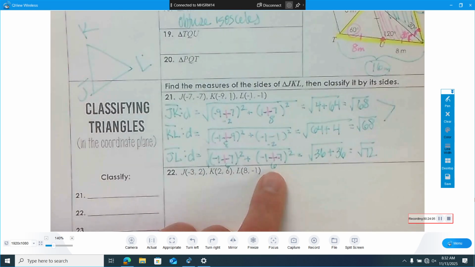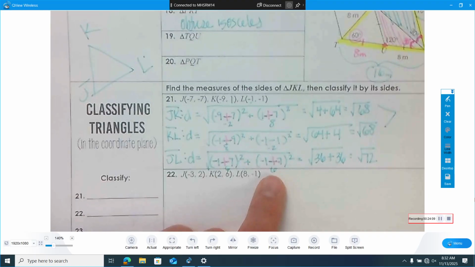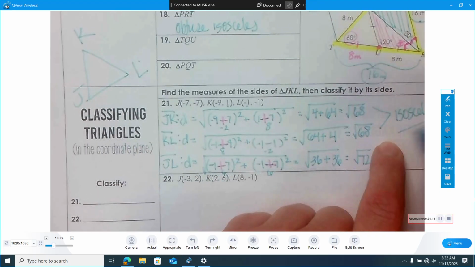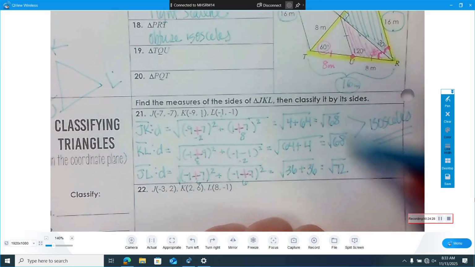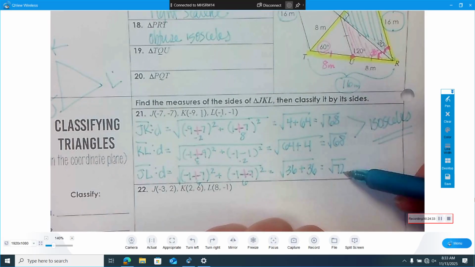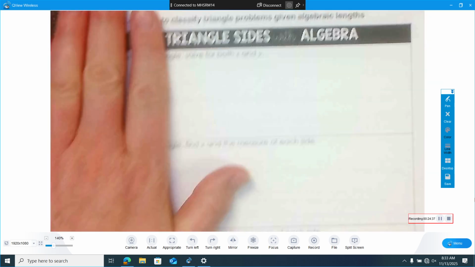Now, these two side lengths are both radical 68. So we have two congruent sides. That makes it isosceles. Two congruent sides. So we have isosceles. Does that make sense to you? Yeah. Do you need another one of those? Or are you good with that? I'm good with that. Yeah. All right. And if they were all three different numbers, it would be scalene. And if there were three of the same, it would be equilateral. Okay, perfect. Let's do one.